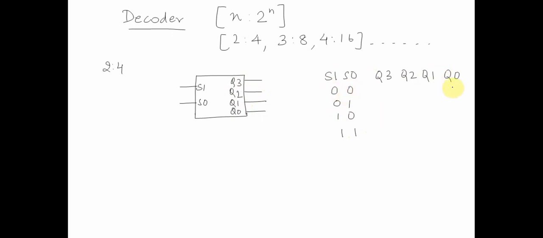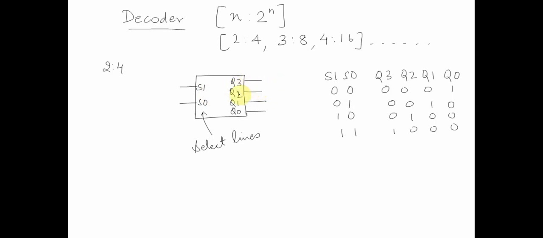If 00 is the case, Q0 will be activated. If 01 is the case, Q1 is activated. If 10 is the case, Q2 will be activated. If 11 is the case, Q3 is activated. So depending upon the select lines, one of the outputs would be active, sort of an arbitration logic. Depending upon whatever the inputs are, one of them would be active at a time.